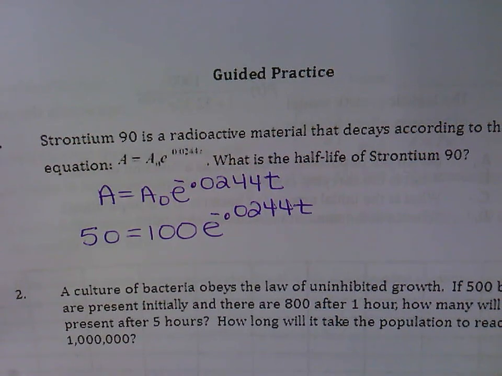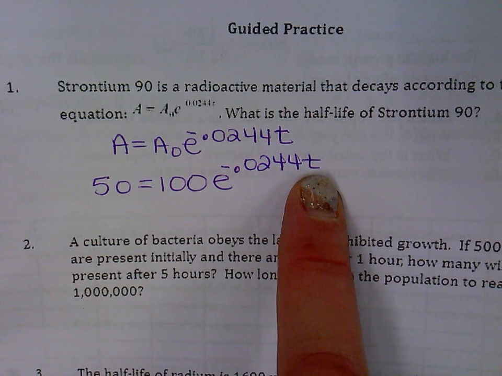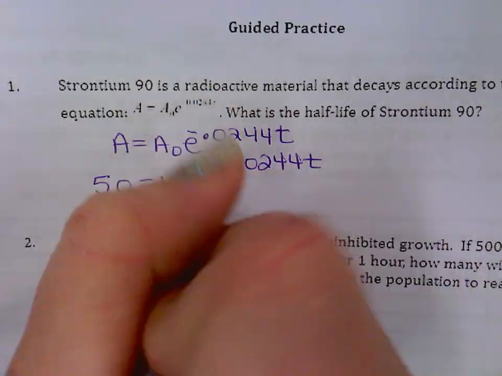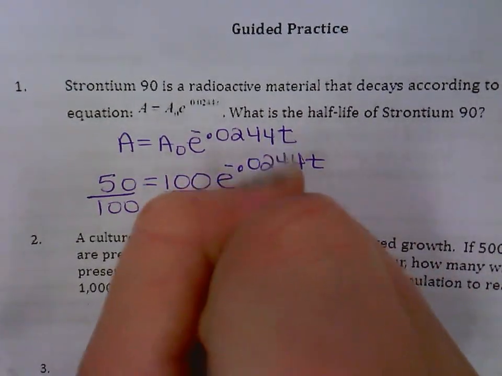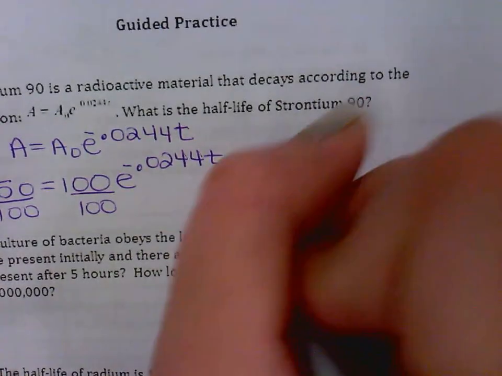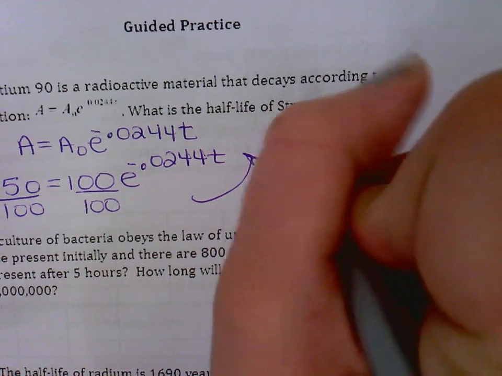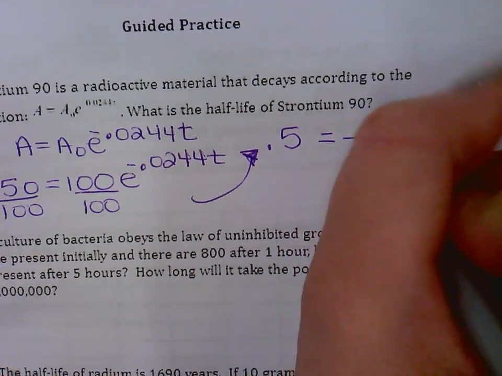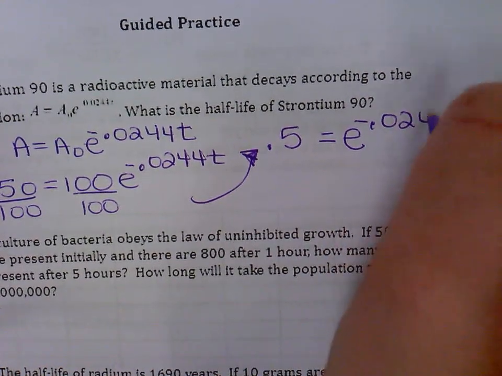So I'm trying to solve this equation for T. How long will it take to go from 100 down to 50? So my first step, I divide by 100 on both sides. So I get 0.5 equals e to the negative 0.0244T.